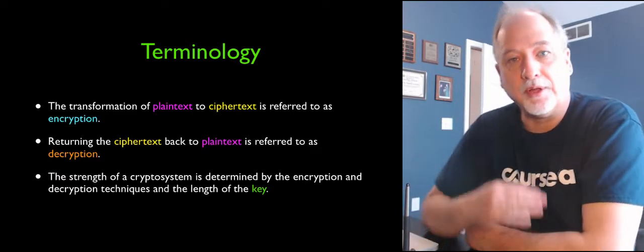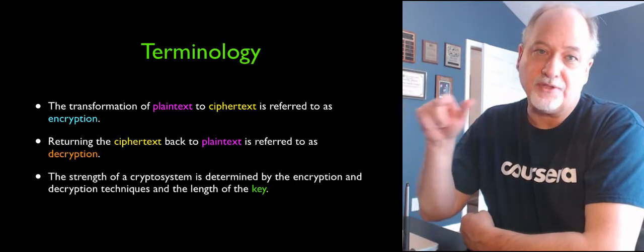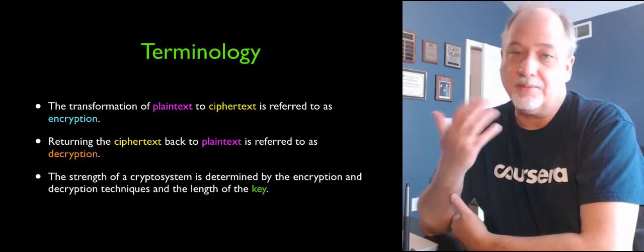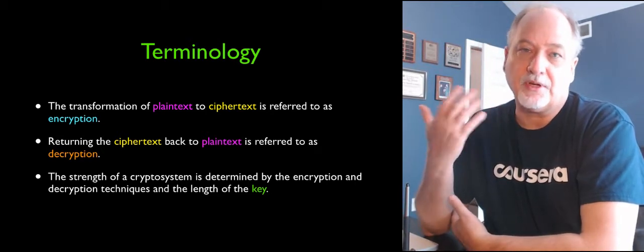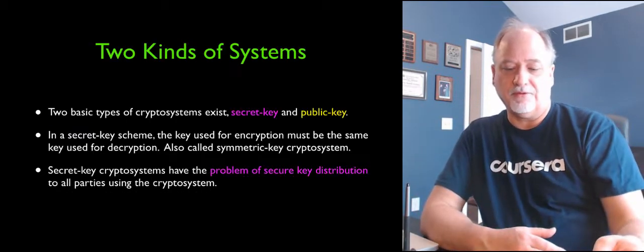Encryption is the act of going from plain text to ciphertext, and returning the ciphertext back to the plain text is decryption. And there is a key, some kind of a key, which is really some data plus a technique, plus an algorithm that goes back and forth.